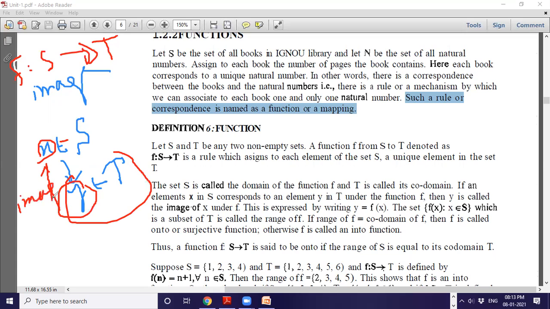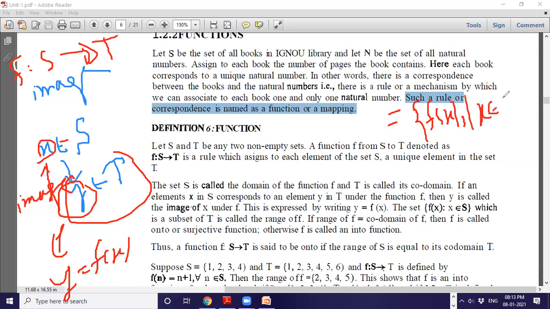Image of x. And how we write it is y is equal to f(x). Okay, and the set which contains all the images of all the elements x, say this set {f(x) : x belongs to S}, is known as the range of f. The set f(x), x belongs to S, is a subset of T.